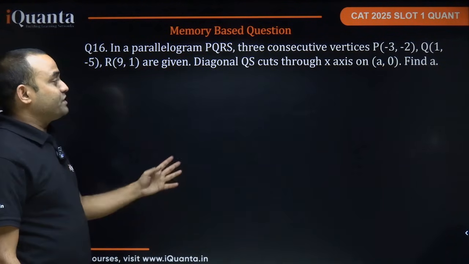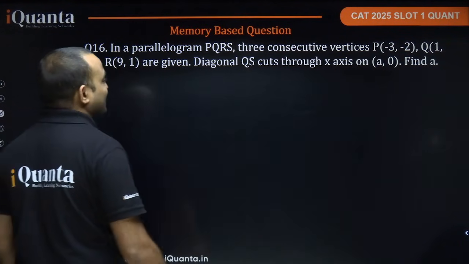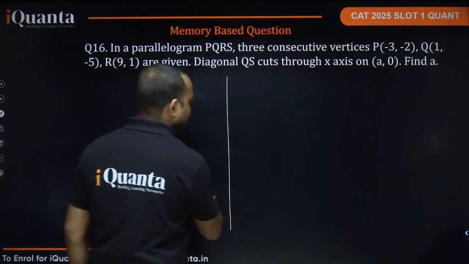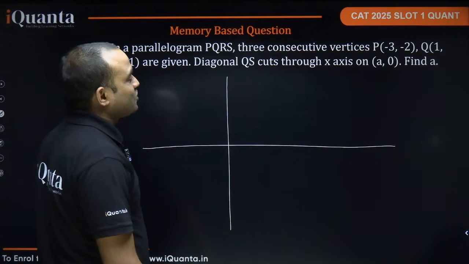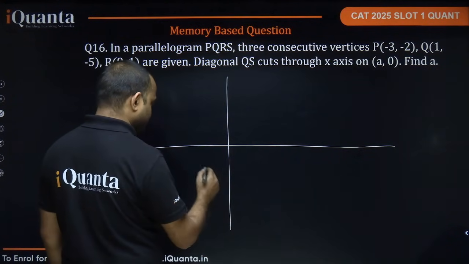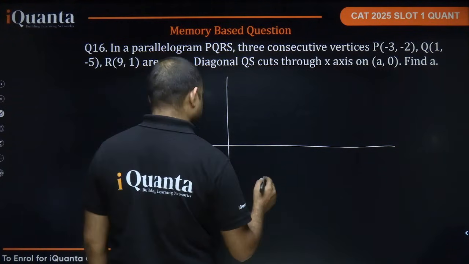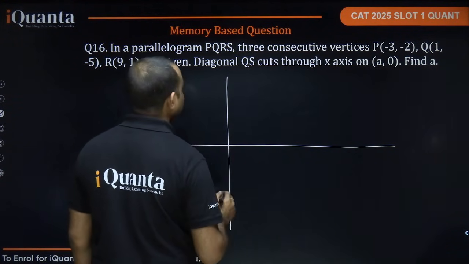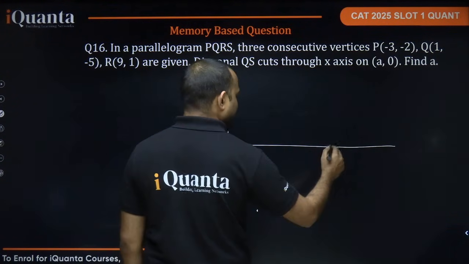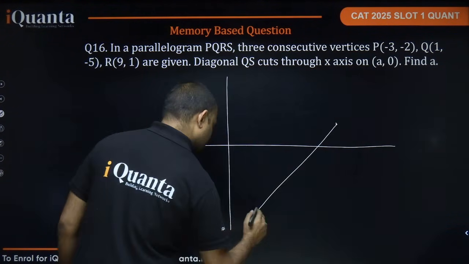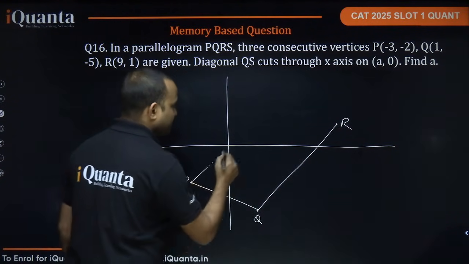Question 16. In a parallelogram PQRS, 3 consecutive vertices P, Q, R are given. The diagonal QS cuts the x-axis at A. In that case, it really helps if you draw the diagram. P is (minus 3, minus 2), somewhere here. Then Q is (1, minus 5), so this is Q here. And then we have R, which is (9, 1) here. So P, Q, and R. Okay, S will be somewhere here, right?